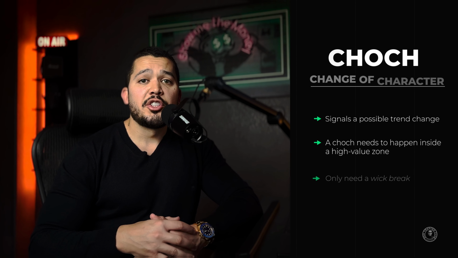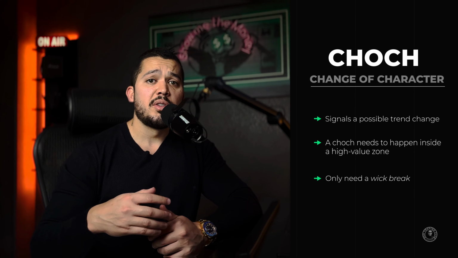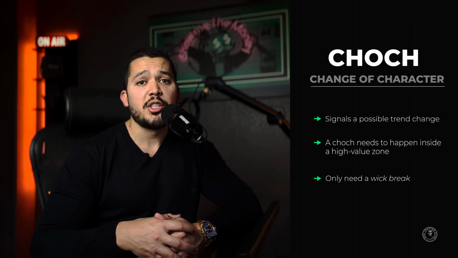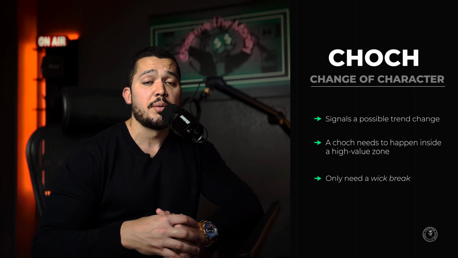A Choch is a change of direction, and we use this type of structure break as an early indication of a change rather than a confirmation of direction. As we saw in the fractal section, as price continues to move and create fractal structures, when the price completes its move, it may start to change direction. The Choch will be the first signal that alerts us of this change.